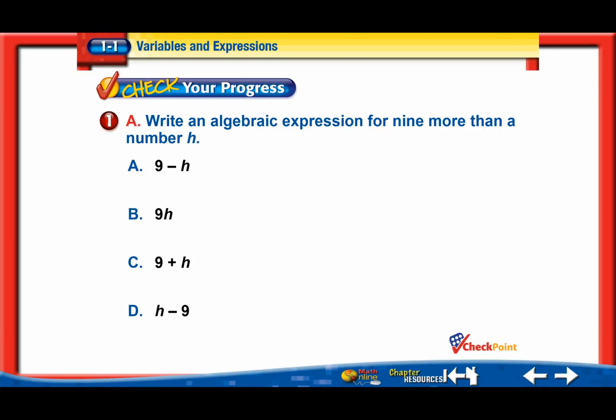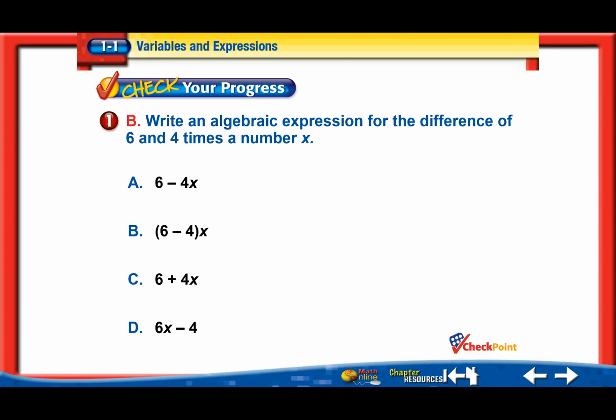All right, a couple of these to try. Pause it and go. Write an algebraic expression for 9 more than a number h. So more than means plus. So it'll be 9 more than the number h. So it's going to be h plus 9.